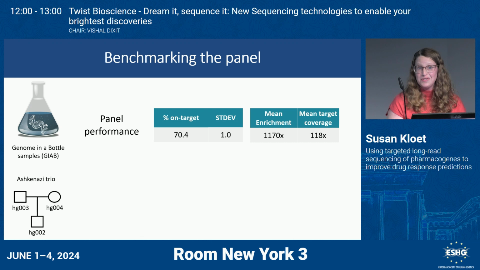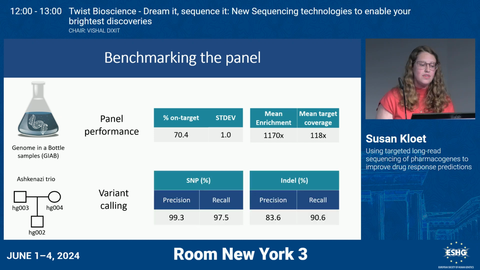So we first checked the performance of our panel, and we were really happy to see a very high on-target rate of 70%, with a good level of enrichment and an average target coverage of 118-fold for the genes in our panel. We also checked the variant calling in our samples versus the truth set, and for SNPs, we have a precision of 99.3% and a recall of 97.5%. Keeping in mind that these are some very difficult to sequence genes, we are really happy with the results. For indels, we struggle a bit more, but this is still far and away much better than what we ever saw with short-read sequencing.